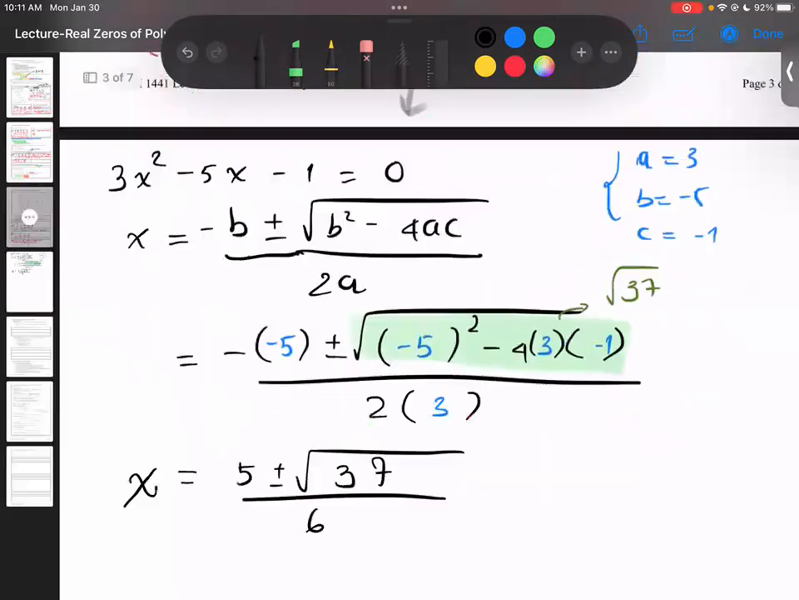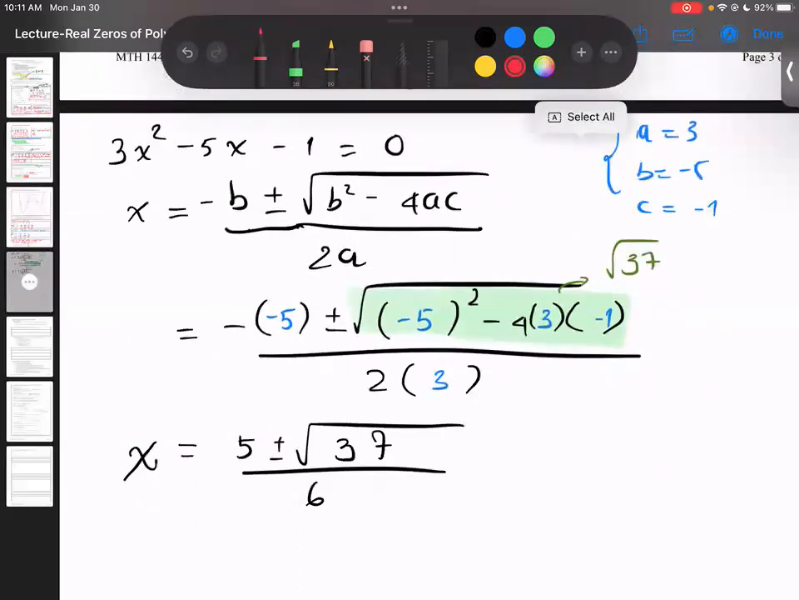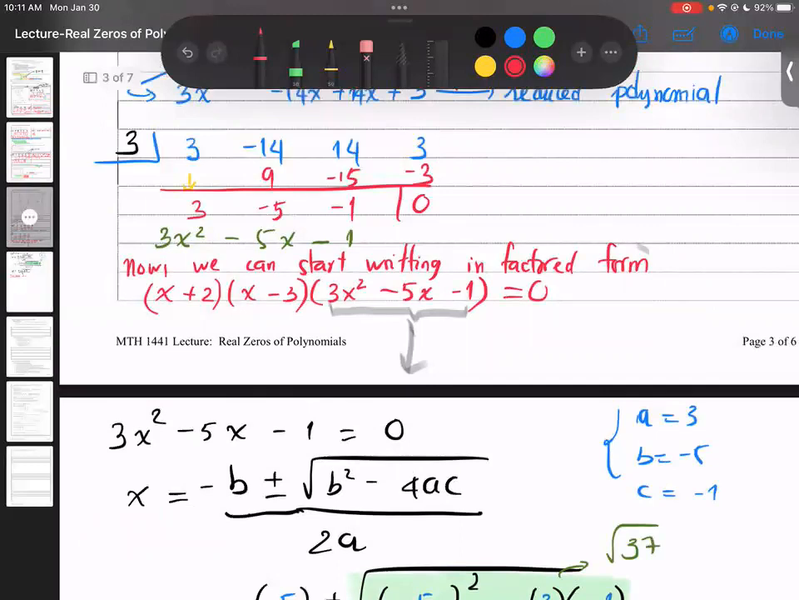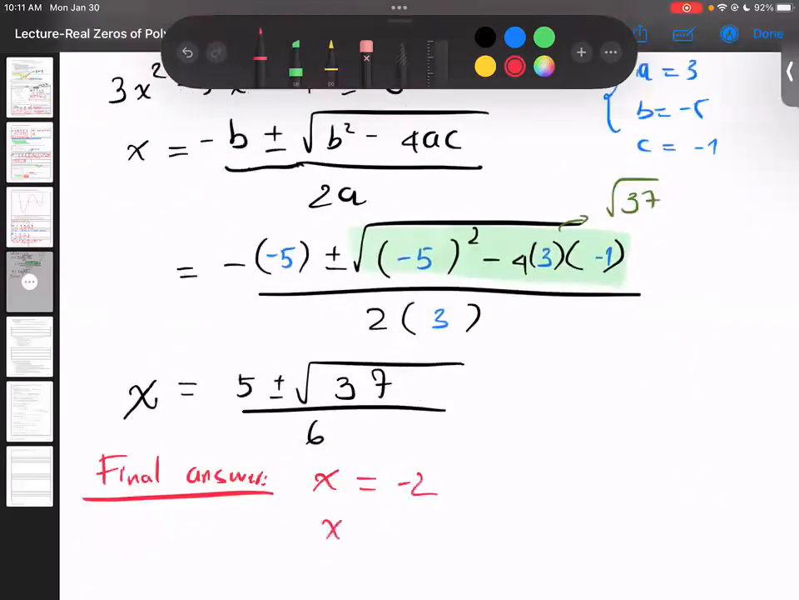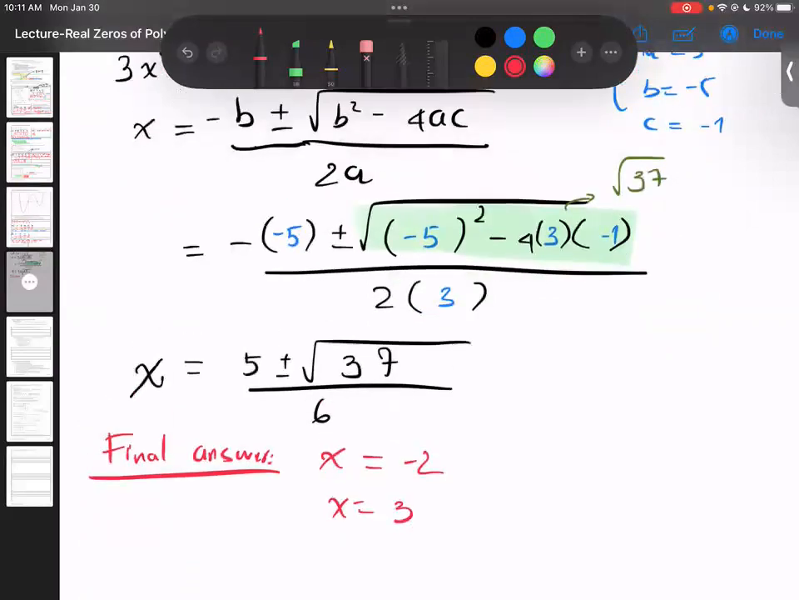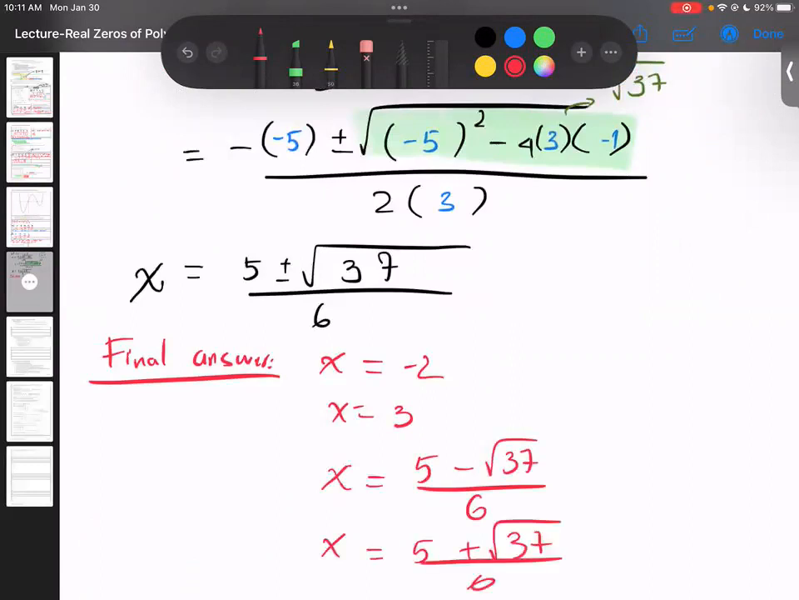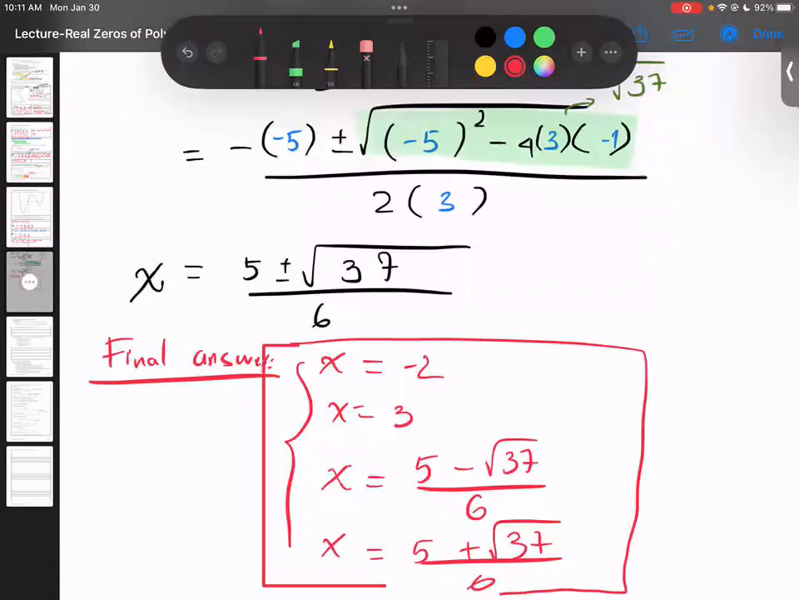So what are your zeros? That's your final answer. My zeros that I see from the graph are x equal -2 and x equal 3. And my other two zeros that I have to use synthetic division to figure out are x equal 5 minus root 37 divided by 6, and x equal 5 plus root 37 divided by 6. It makes sense, right? 4-degree polynomials, you should have 4 solutions.